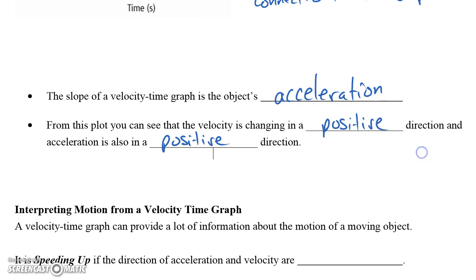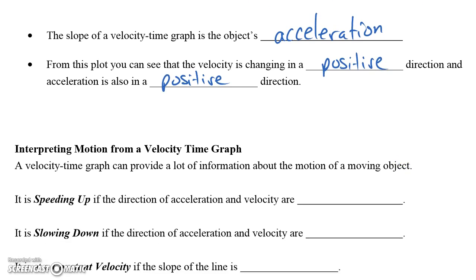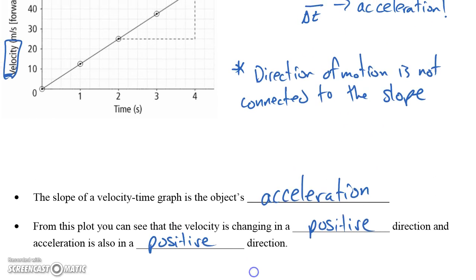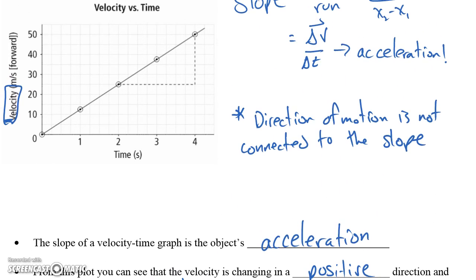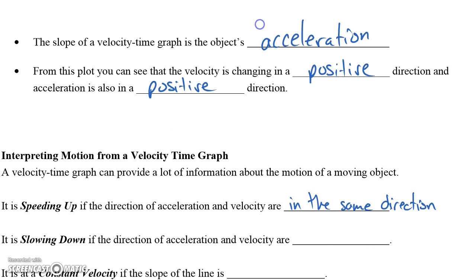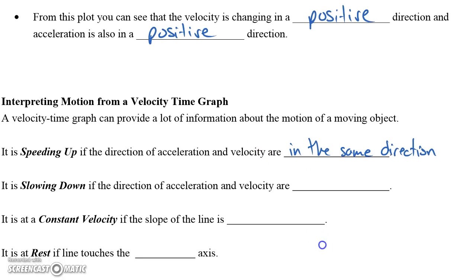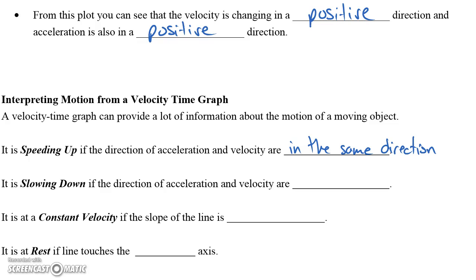Why is that important? Well, let's take a look at how we can figure out if things are speeding up, slowing down, at a constant velocity, or at rest. And it all comes down to the signs and directions of the velocity and the acceleration. If we're speeding up, the direction of the velocity and acceleration are in the same direction. This is exactly like this graph that we just looked at. Both are positive. Our velocity is positive numbers and our slope is positive. So that one, it is speeding up. So that can be both positive or both negative.